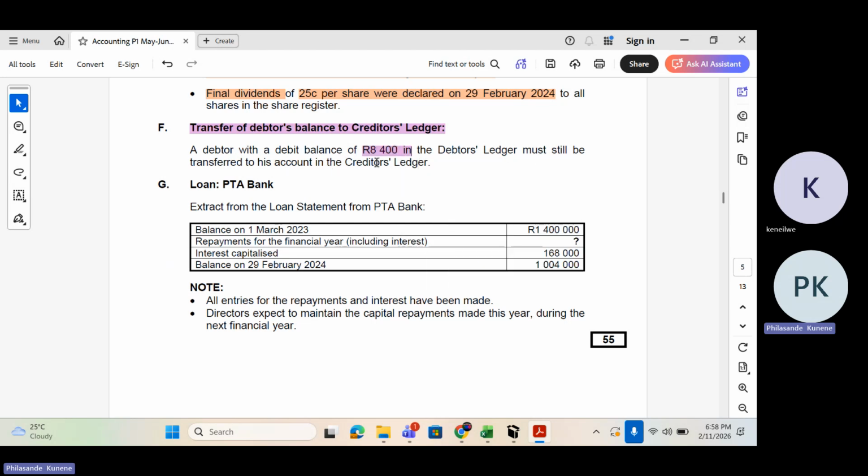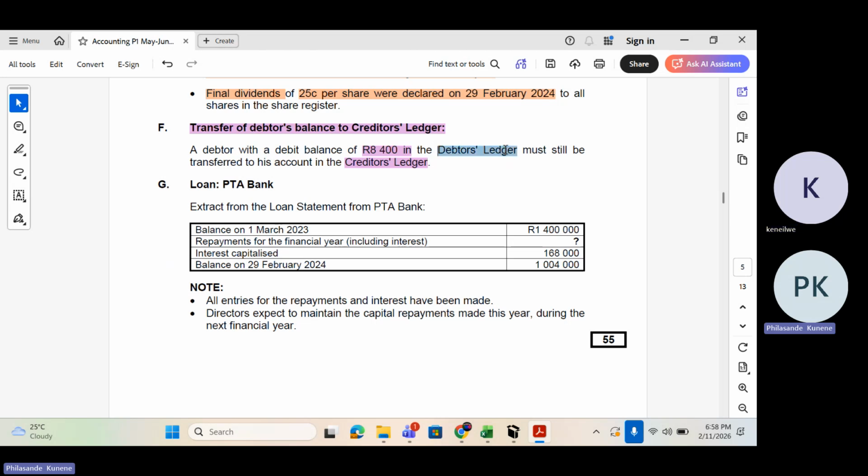If you look, when you transfer from debtors' control, I'm going to debit my debtors, and then what am I going to credit? I'm going to credit my debtors, and then I need to debit my accounts payable, or my trade and other payables. So I'm crediting trade and other receivables and debiting trade and other payables, which means now, let me read this transaction again. A debtor with a debit balance of 8,400 in the debtors' ledger must still be transferred to his account in the creditors' ledger.